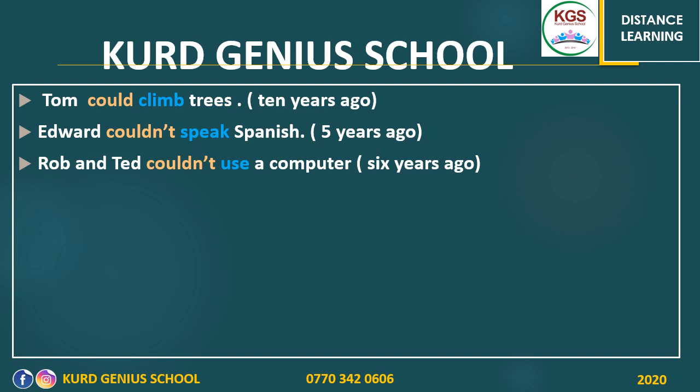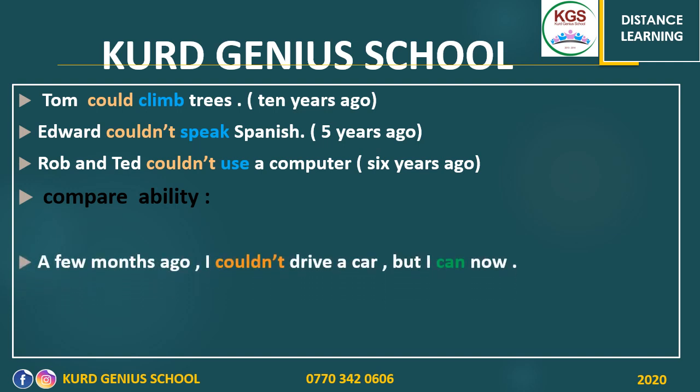So sometimes I can use can and can't, could and couldn't together. How? To compare ability. For example, I want to compare my ability in the past and now. So we have compare ability. I will talk about myself. A few months ago I couldn't drive a car. But now I can drive it easily. So I couldn't in the past and I can now. It means now I don't have any problem.